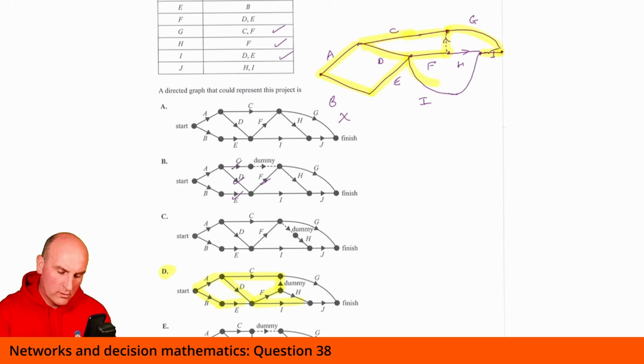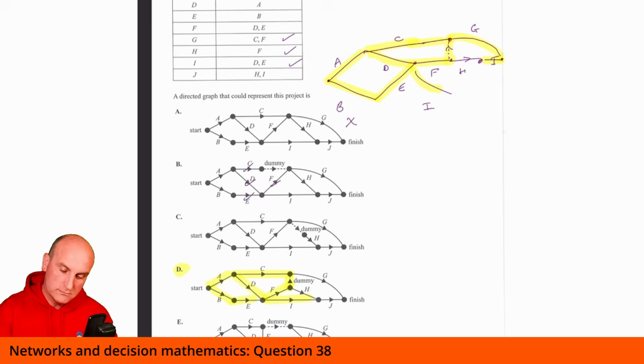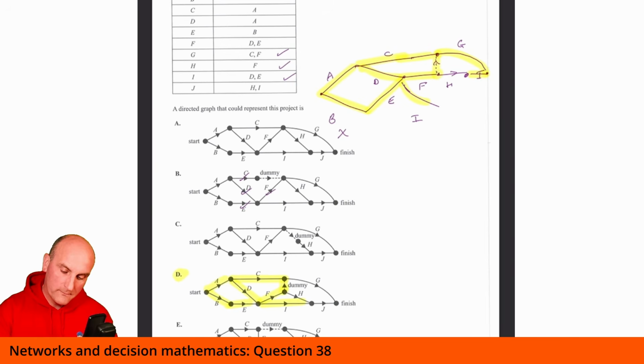I've drawn that diagram wrong. Hold on a moment. Let's just backtrack that one for a moment. So I comes off D and E. J can only start when H and I are finished. There you go. Sorry. J can only start when H and I are finished.